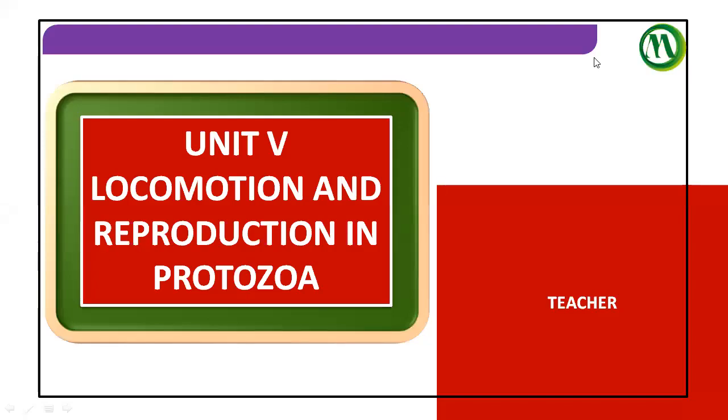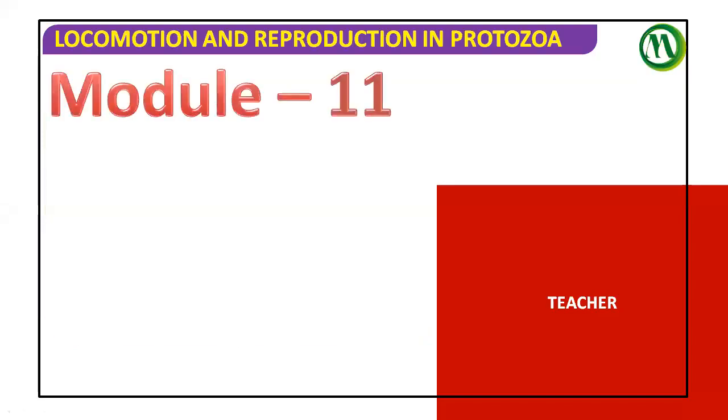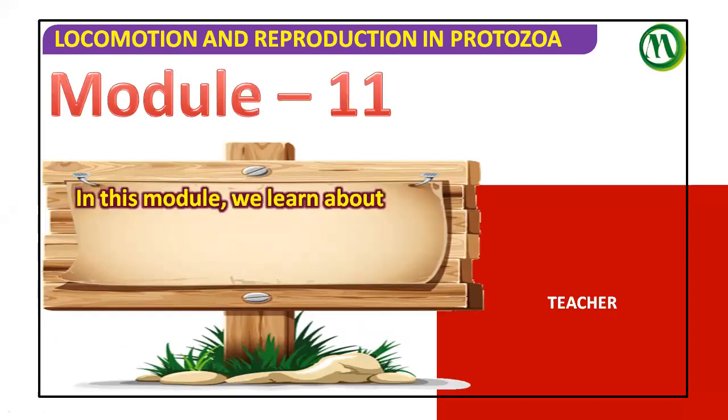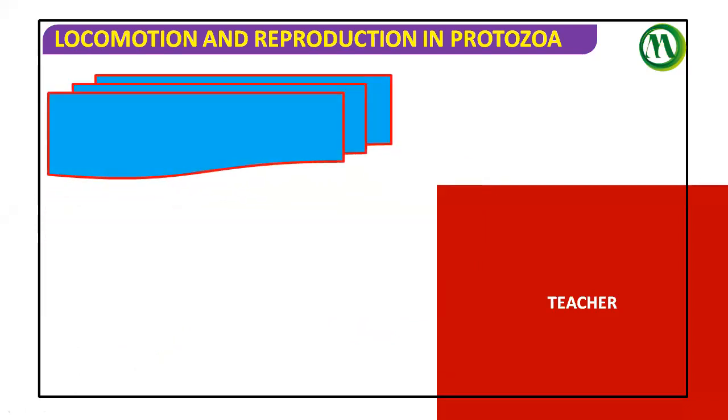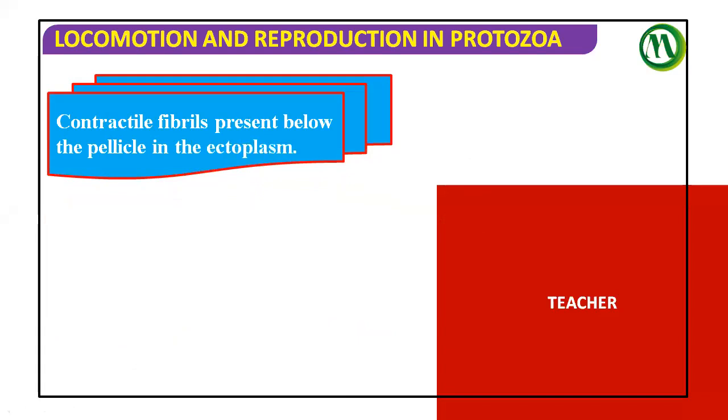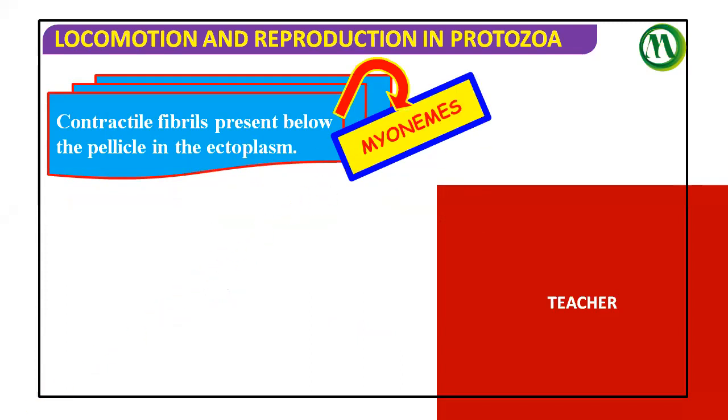So the locomotion and reproduction in protozoa, module 11, we are talking about now. Here in this module we learn about the myonemes, flagellar and ciliary movements. The contractile fibrils present below the pellicle in the ectoplasm, we call them myonemes.